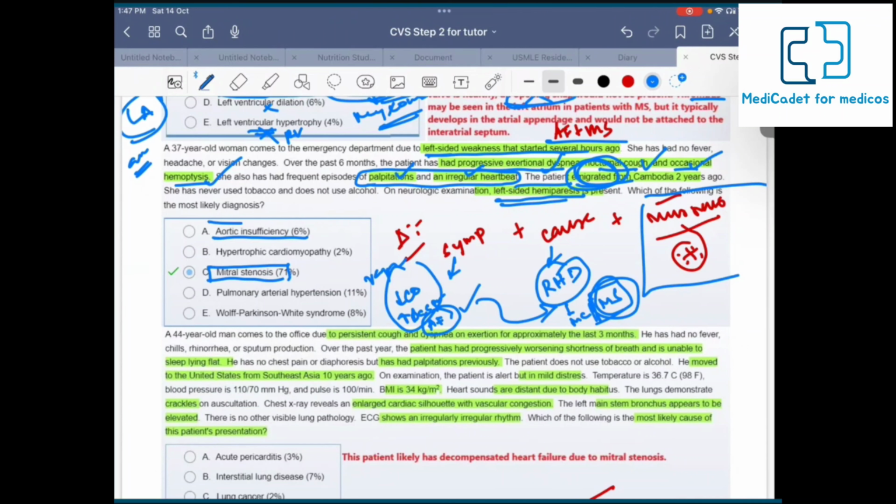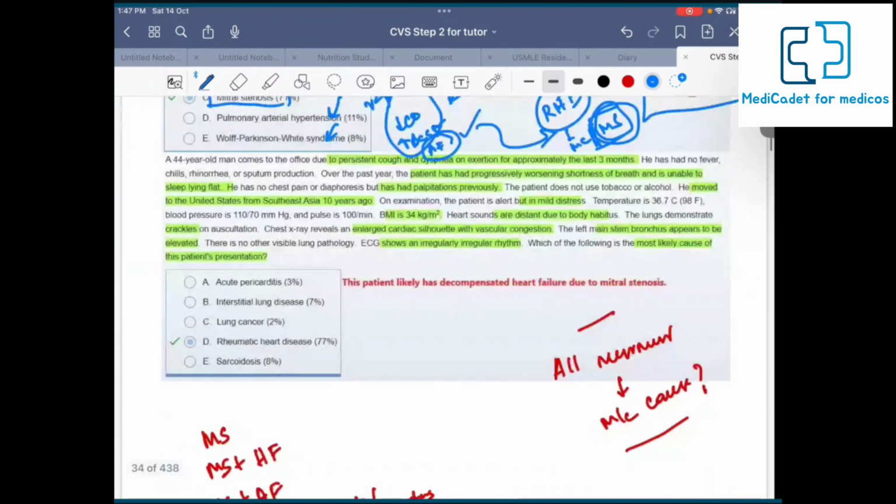You can even think about aortic insufficiency, but remember, in aortic insufficiency you will not see left-sided hemiparesis. Insufficiency is a volume overload. There's no blood stagnating there, and there is no thrombus or emboli formation there. So I don't think any other option makes any sense. It is nowhere related. So we'll move on to the next one.